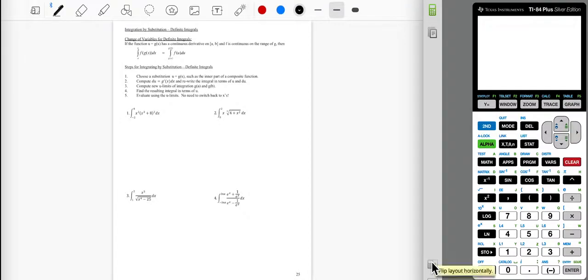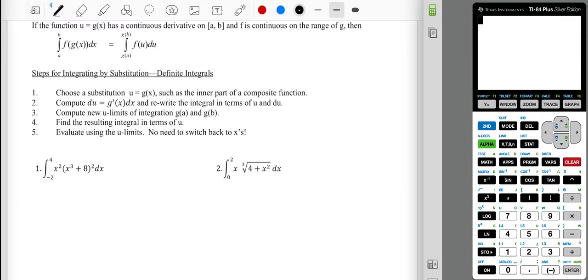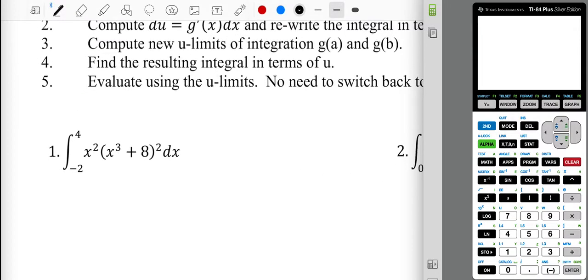For page 25, it involves change of variables, but I also have this standing rule where if you have a definite integral, you can use your calculator if it's on a test. I'm not going to make you use a by hand approach to evaluate a definite integral. There's a time and a place for that. I don't think this is it. But I will walk you through the technique.